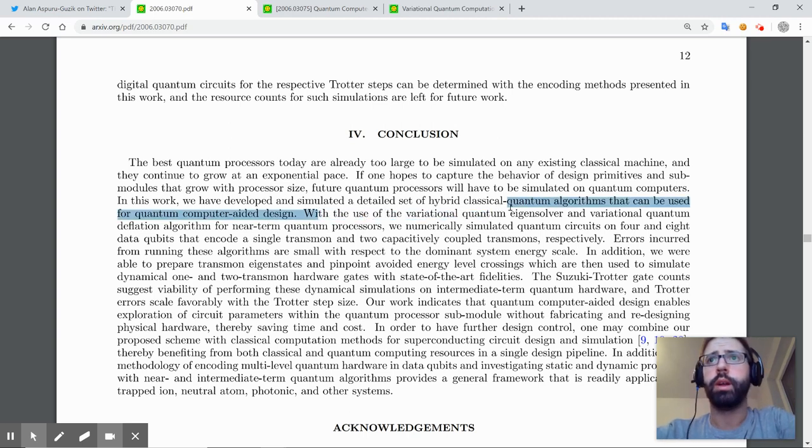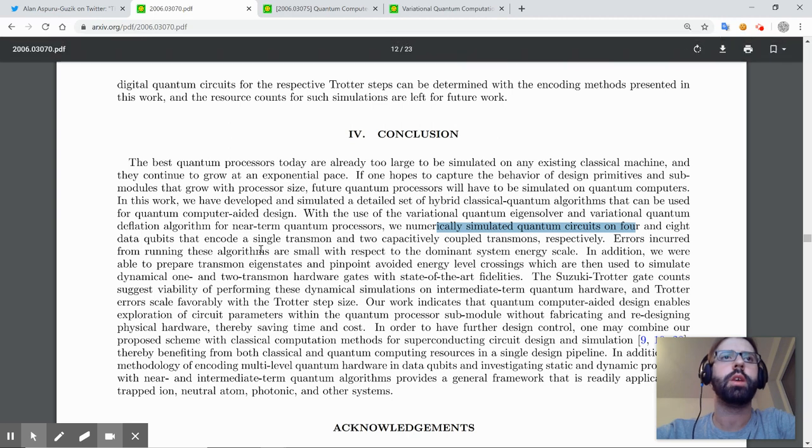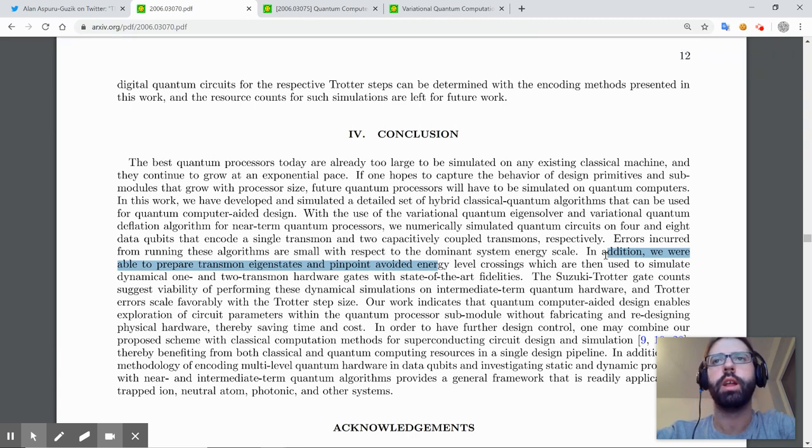With the use of variational quantum eigensolver and variational quantum deflation algorithm for near-term quantum processors, we numerically simulated quantum circuits on 4 and 8 data qubits that encode a single transmon and 2 capacitively coupled transmons, respectively. Errors incurred from running these algorithms are small with respect to the dominant system energy scale. In addition, we were able to prepare transmon eigenstates and pinpoint avoided energy level crossings, which are then used to simulate dynamical 1 and 2 transmon hardware gates with state-of-the-art fidelities.